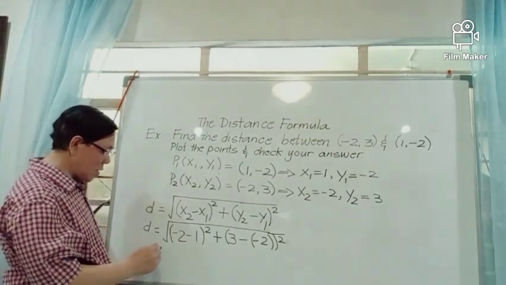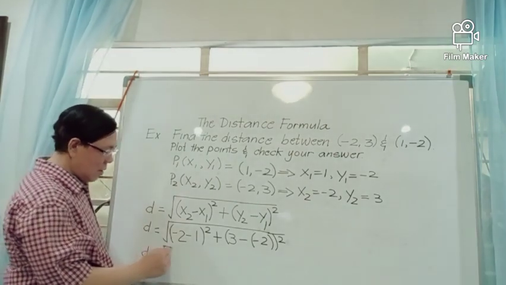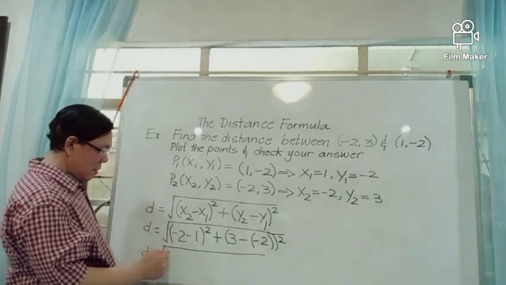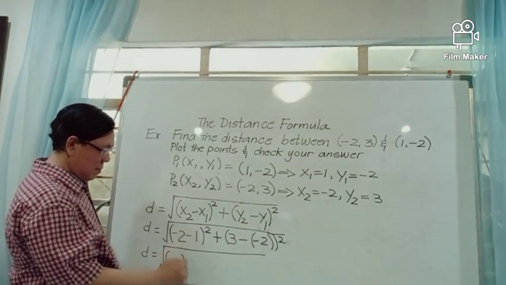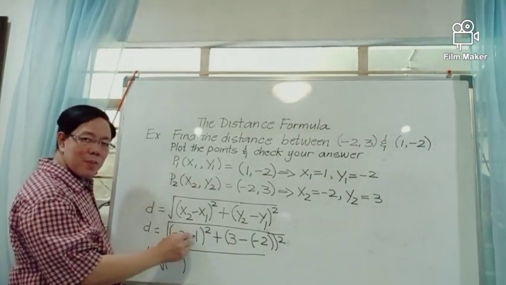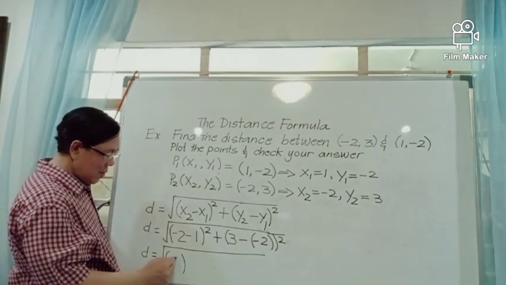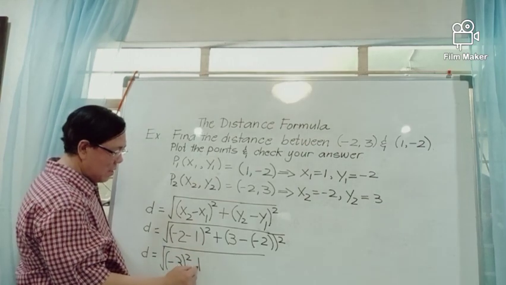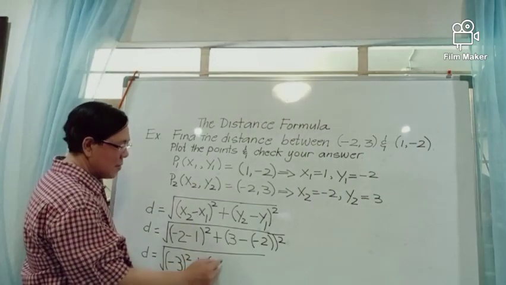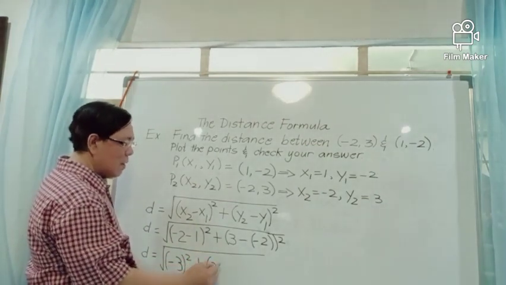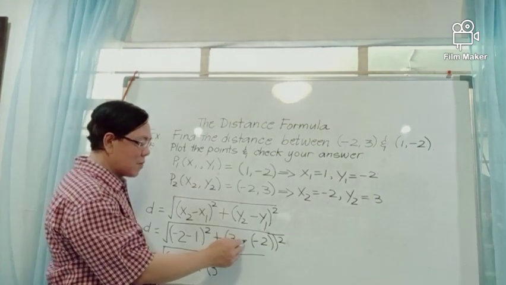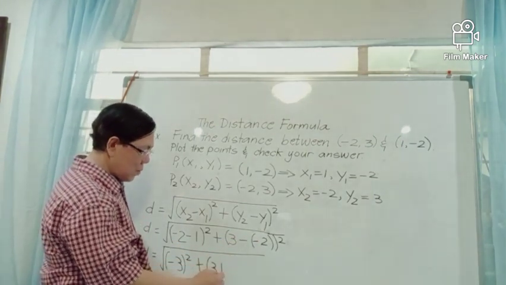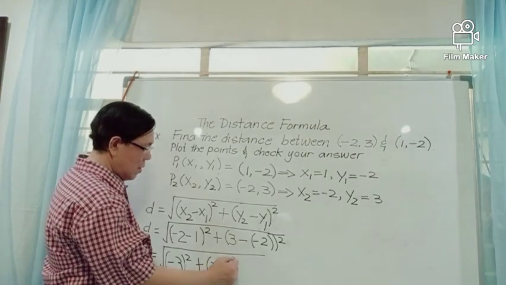Distance d now is equal to the root of the square of minus 2 minus 1, which is negative 3 squared, plus 3 minus negative 2, negative times negative 2 is positive 2, squared.